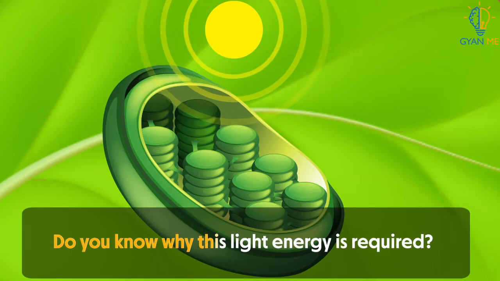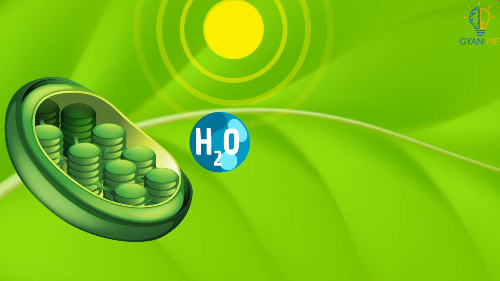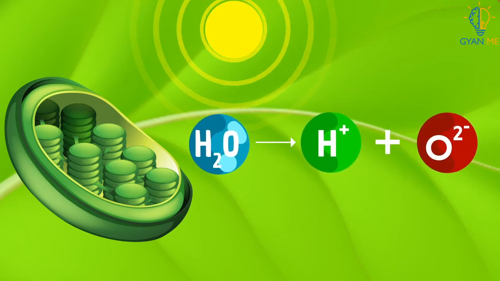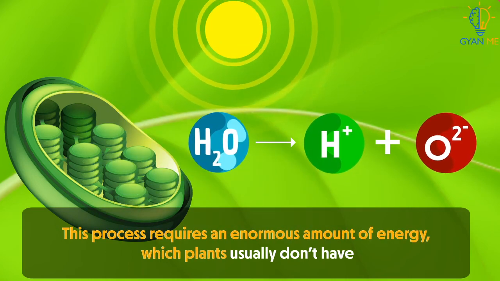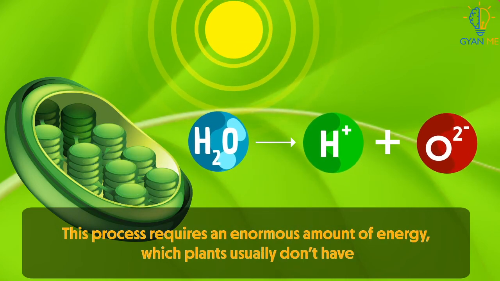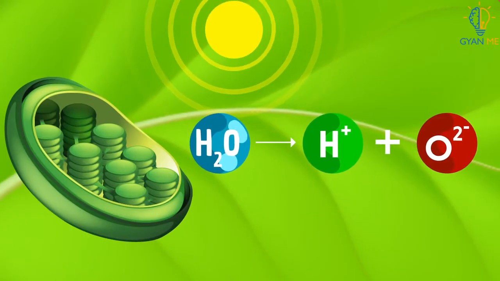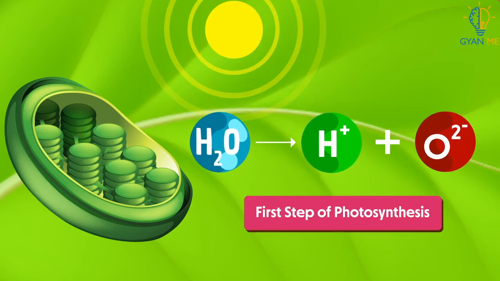Do you know why this light energy is required? The light energy is required to break water molecules into hydrogen and oxygen. This process requires an enormous amount of energy, which plants usually don't have. So, they get additional energy from the sun by absorbing the sunlight. Students, this is the first step of photosynthesis.